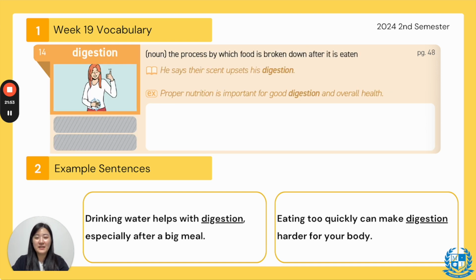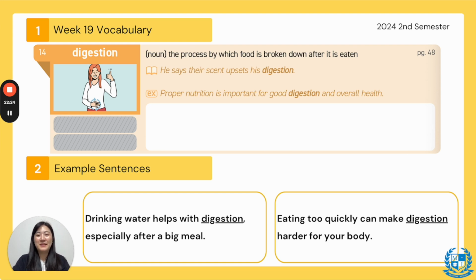And number 14, our last word for our novel is digestion. Everyone say digestion. It is a noun that means the process by which food is broken down after it is eaten. So we eat it, and what happens in our body? Digestion. In the book it says, he says their scent upsets his digestion. If you know me, milk upsets my digestion, so I cannot eat or drink milk.